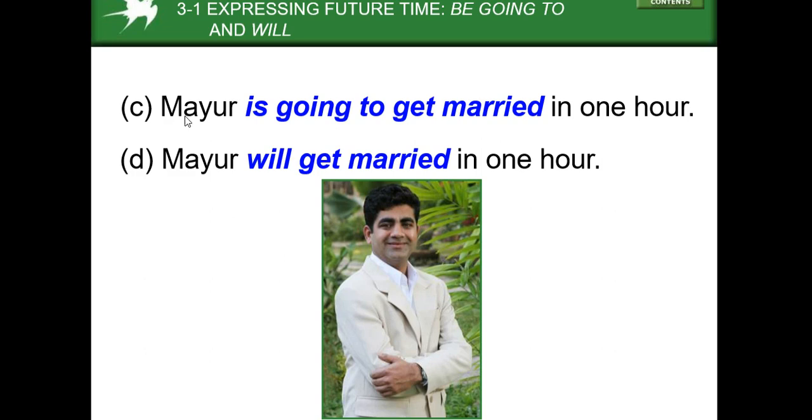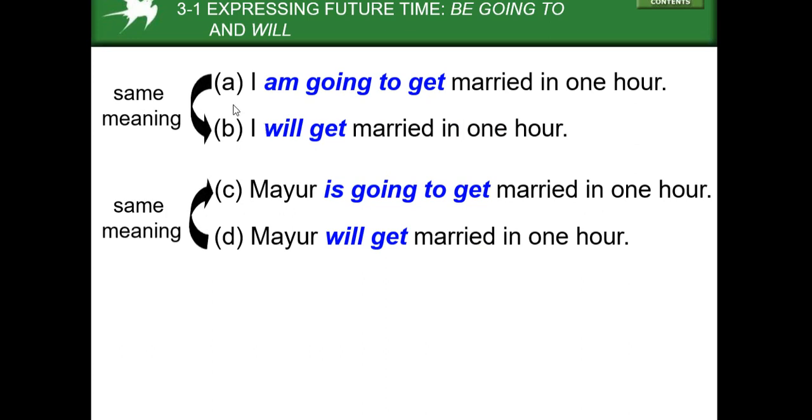Exercise C. Look at this example. Mayor is going to get married in 1 hour. Example D. Mayor will get married in 1 hour. So look, A and B have the same meaning: I'm going to get married in 1 hour, I will get married in 1 hour. Here too, C and D: Mayor is going to get married in 1 hour, Mayor will get married in 1 hour. They have the same meaning.